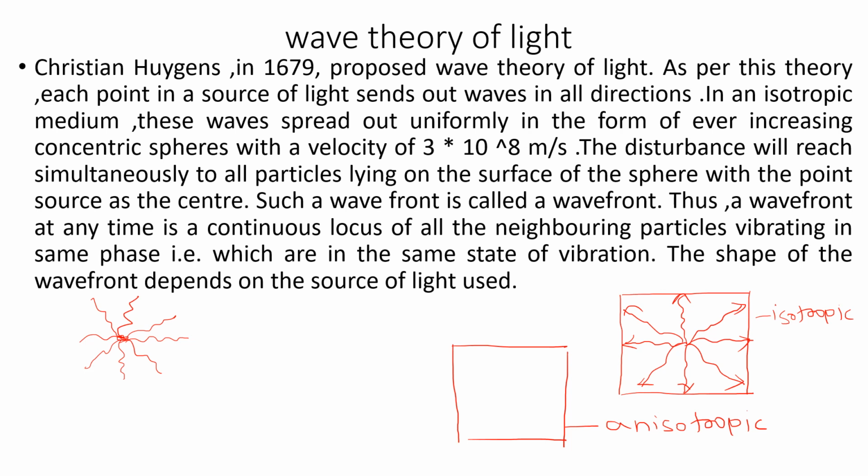The light will not travel with the same velocity. Here it may travel faster than the direction in this. So this is anisotropic medium. The light will not travel with the same velocity in all directions.